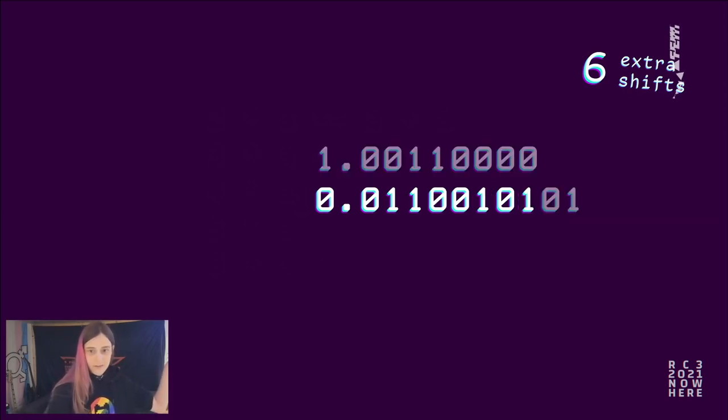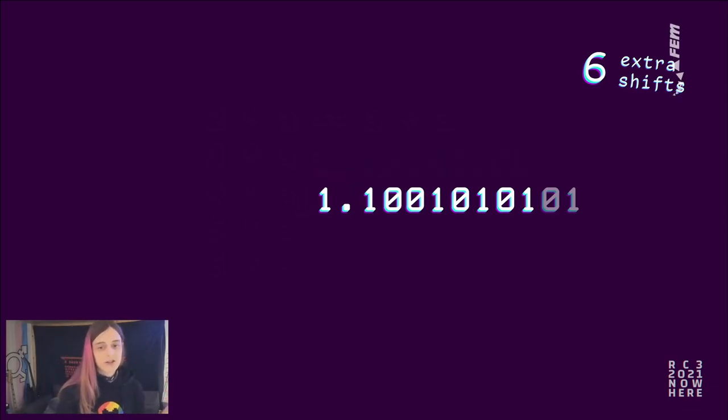I'm going to shift this up, right? And then add another copy of our number. This time shift it twice because we now check 6 shifts. And do the addition. And that's our result.